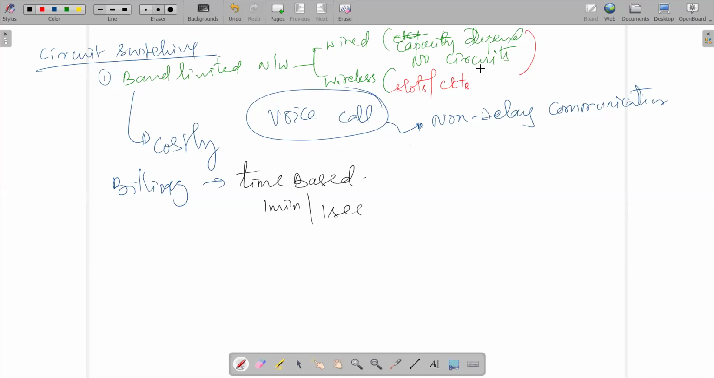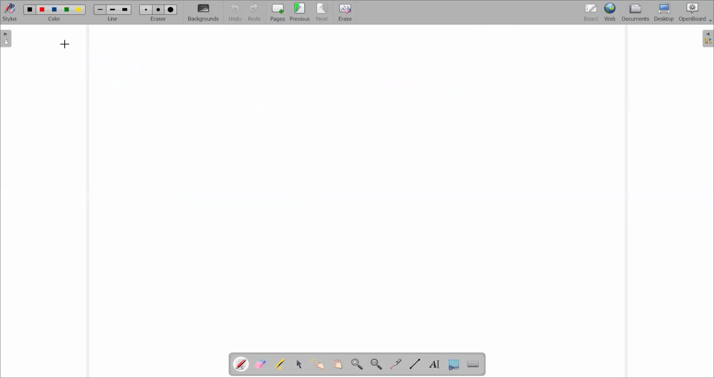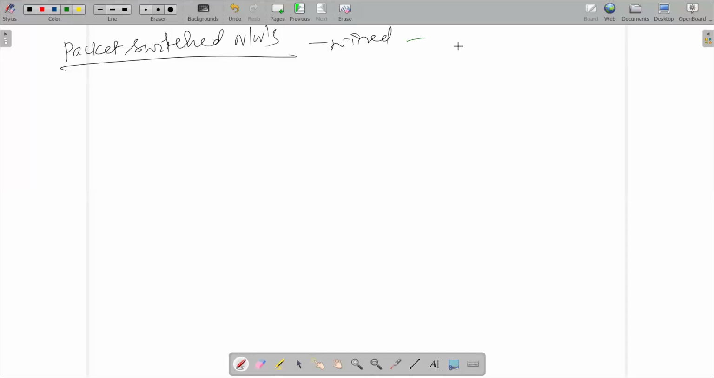So let's see what are the packet switching networks. Basically we have wired, and I am taking the internet as an example.